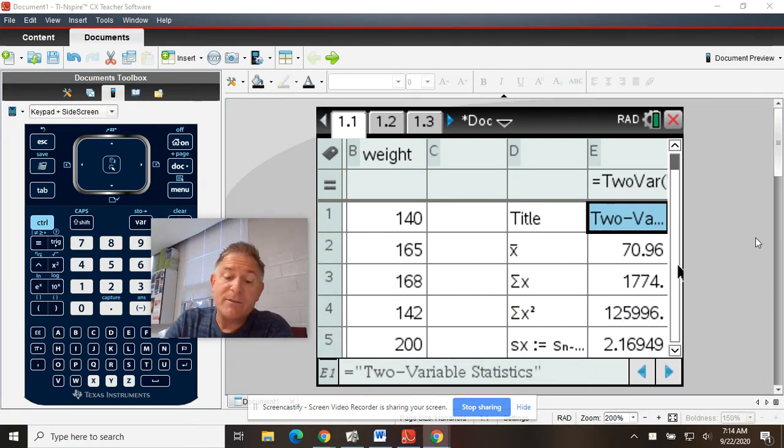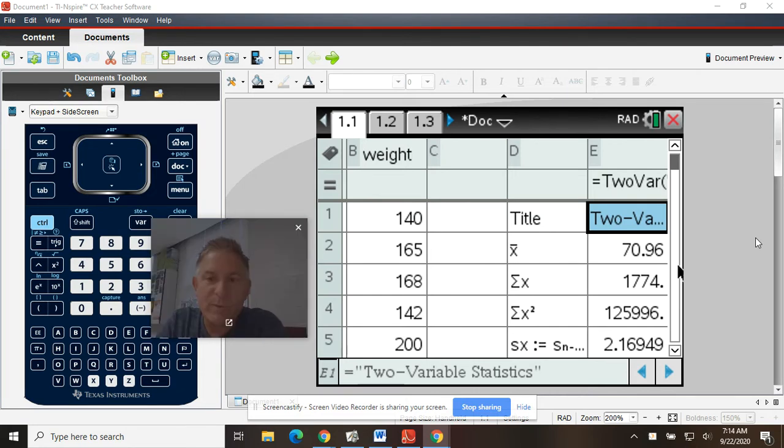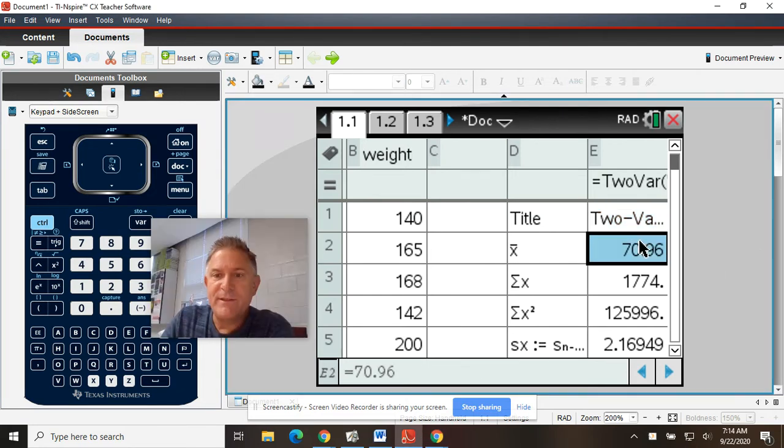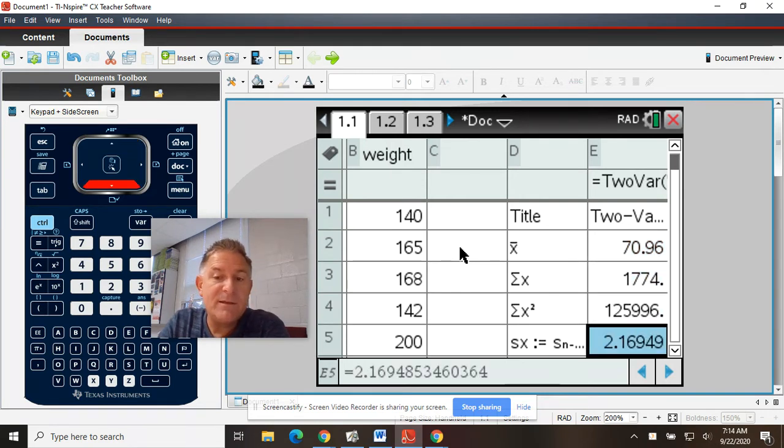The neat thing about these results is that now we have lots and lots of information. We have x̄, which of course is the average height. The average male in my AP Stats class is 70.96 inches, just shy of 5'11". We have the deviation, which is 2.17, give or take. We can certainly draw a normalish curve and label it and hope that it was pretty accurate.